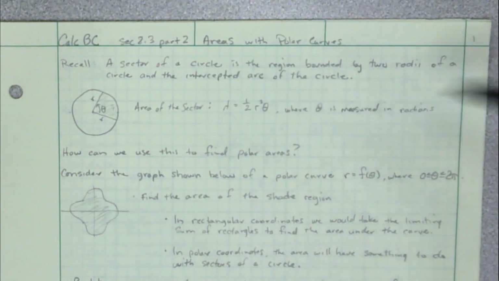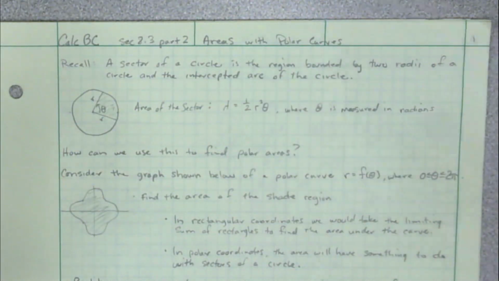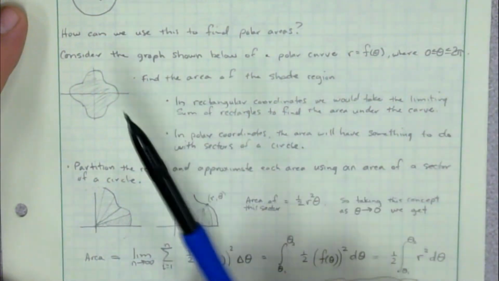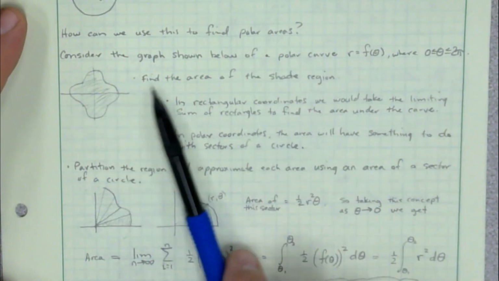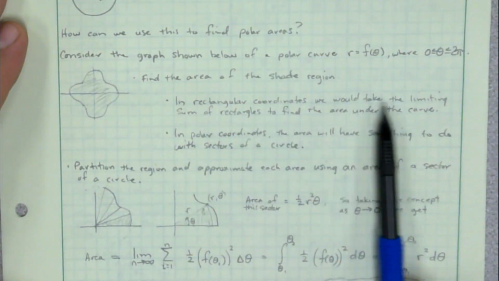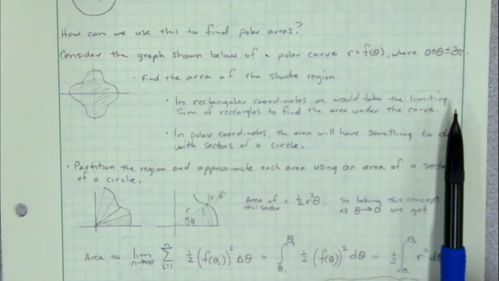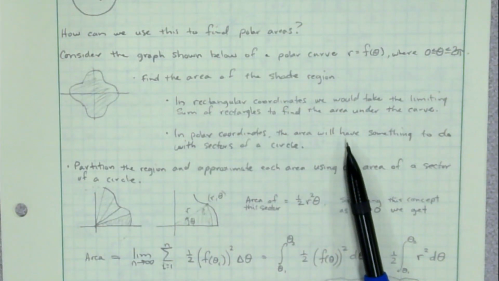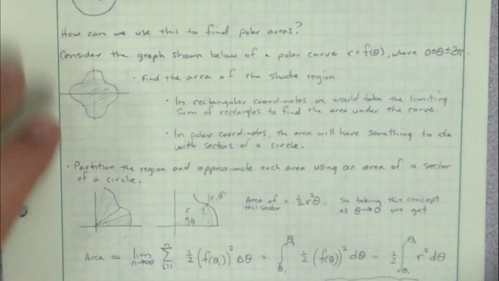Theta is measured in radians. How can I use this to help me find polar areas? Okay, so let's take a look. Consider this graph right here between 0 and 2 pi. Find the area of the shaded region. Well, in rectangular coordinates, we would take the limiting sum of rectangles, a Riemann sum, to find the area under the curve. In polar, the area will have something to do with the area of a sector. So here's how it works.